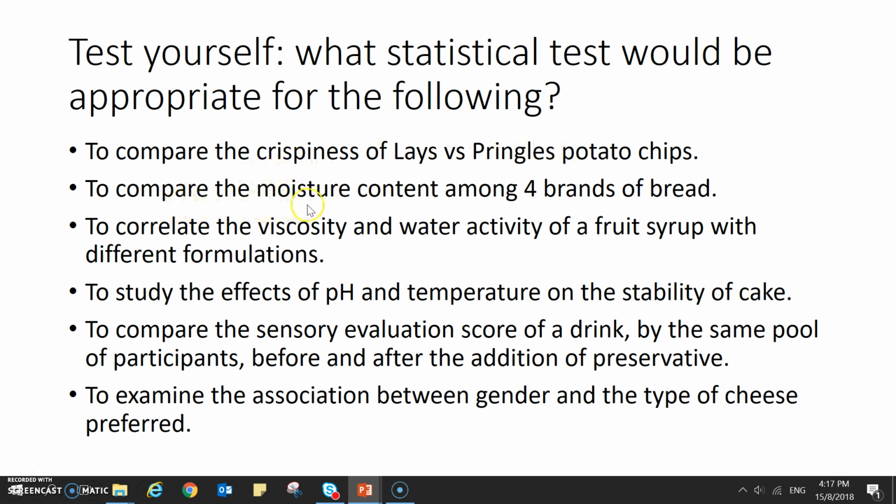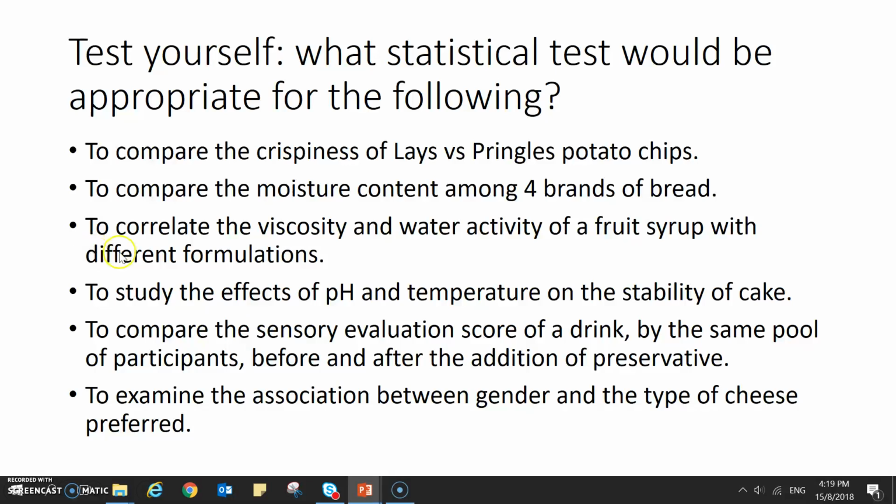Second example, to compare the moisture content among 4 different brands of bread. In this case, the dependent variable measured is the moisture content. The independent variable is the brand of bread. You will use the one-way ANOVA. Why? Because you have 4 different brands of bread. You cannot use the t-test because there's more than 2 samples. Therefore, you will use the ANOVA. This is a one-way ANOVA because there's only one independent variable. In this case, it is the brand of bread.